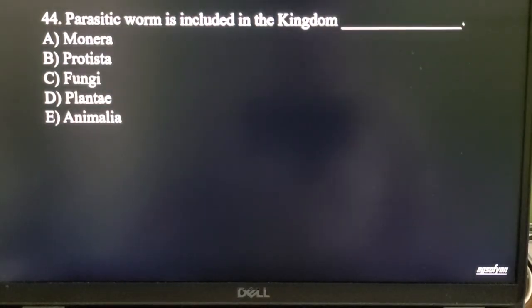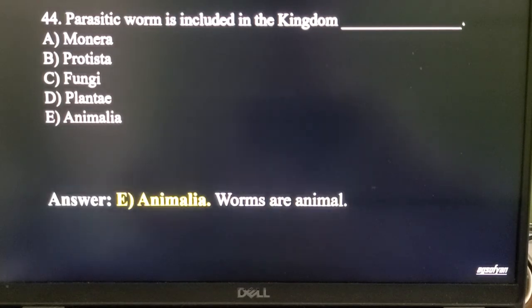Number 44. Parasitic worm is included in the kingdom Monera, Protista, Fungi, Plantae, or Animalia. Choose your answer. Yes, worms are animals, so they are in the kingdom of Animalia.